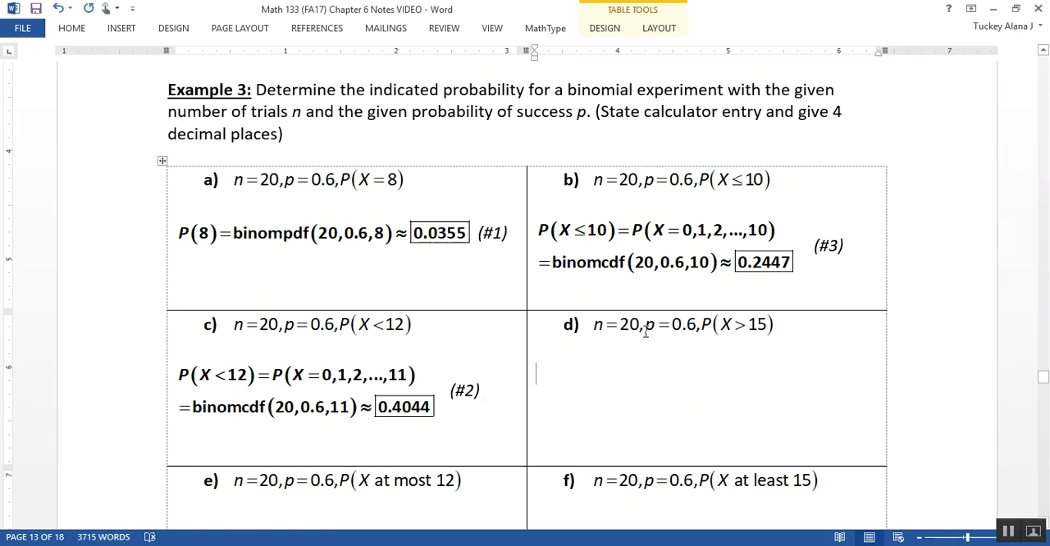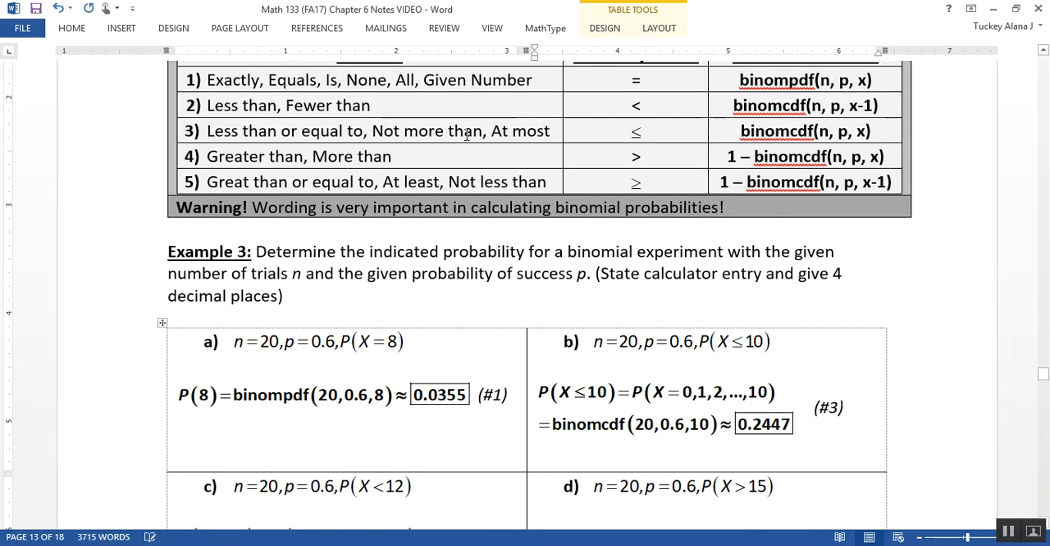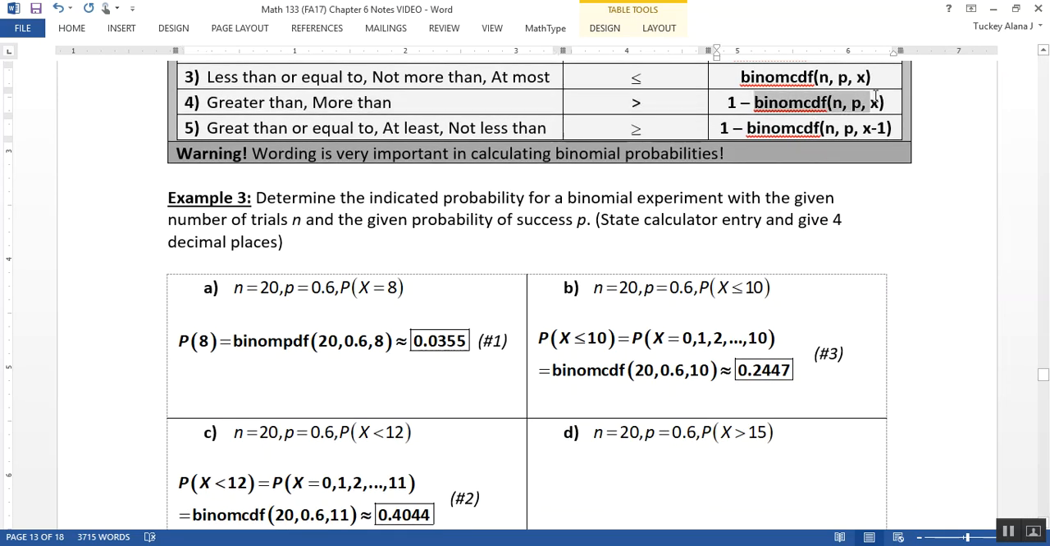Okay, now for D, I want to be greater than 15. So if you look at the list, greater than 15 is rule number 4. So I want to do 1 minus binom CDF. Because, of course, all the binomial probabilities for this experiment add up to 1. So what I'm doing is I'm saying, hey, calculator, add up to 15, but then take it away from 1, and I'll know what 16, 17, 18, and so on added up to. So it's going to add up to 15, and then take away from 1 will get me all the rest.